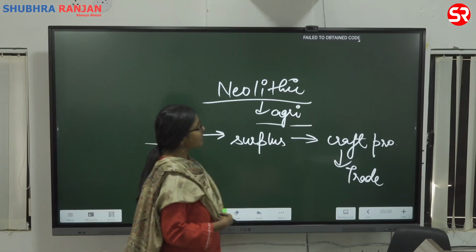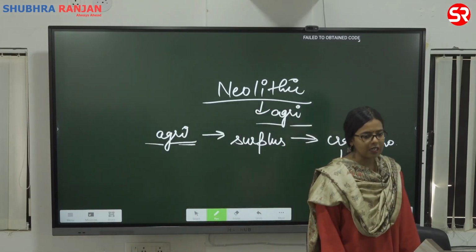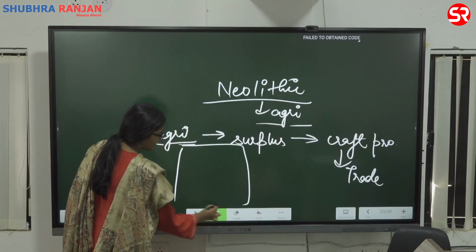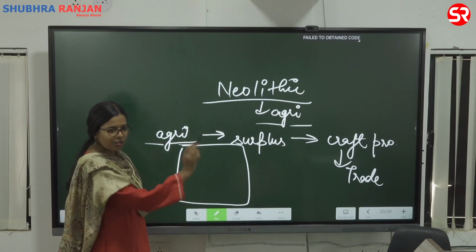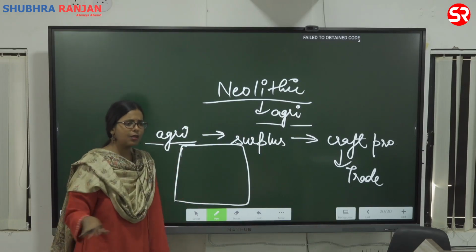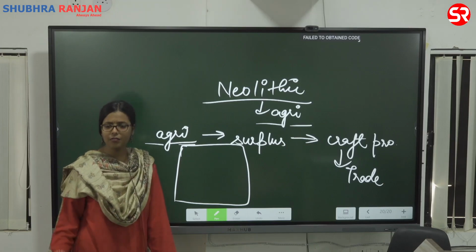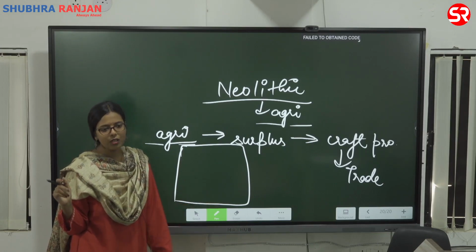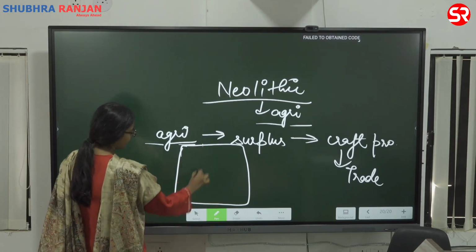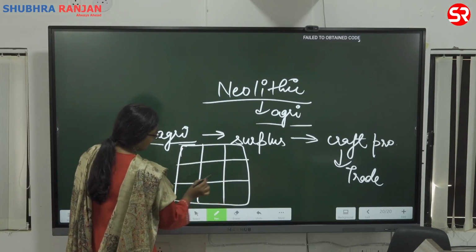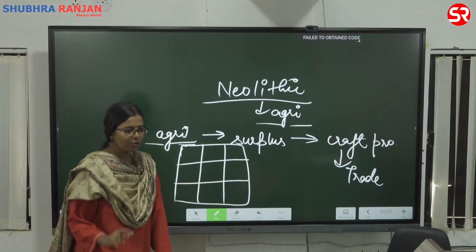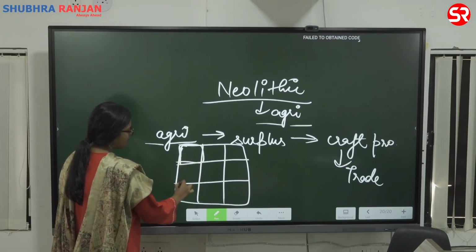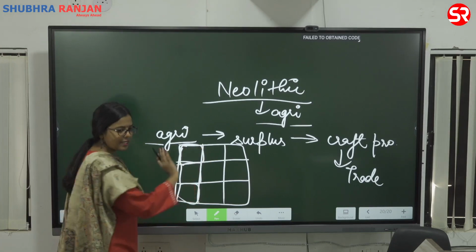What else will happen simultaneously is very important to understand. When you are practicing agriculture, this is the land. Okay, so you will settle mostly around riverbeds, because first, the soil will be fertile. Second, easy availability of water for irrigation. Okay. Now, suppose this is the area, you have divided it amongst yourself. Okay. One person is producing here, here, here, like this.